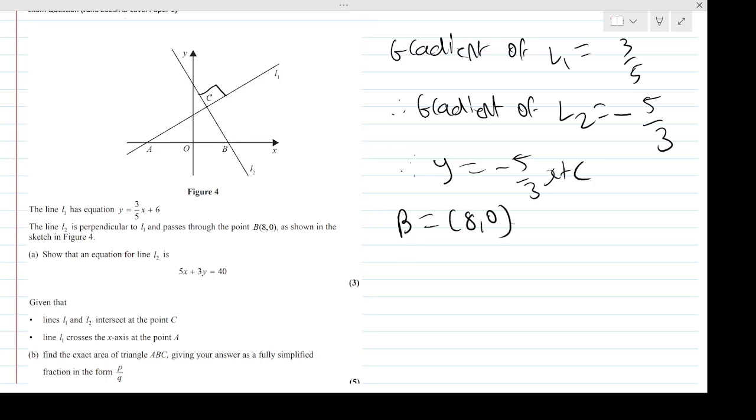We've got a point to substitute in, so I'm going to sub 8, 0 into here. That will get me that y, well, y is 0, so 0 would be minus 5 over 3 of 8 for x plus c. Therefore, minus 5 over 3 times 8 would be minus 40 over 3.